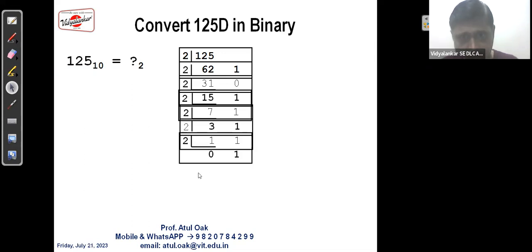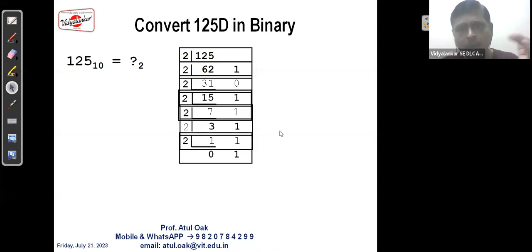Why? Very simple answer. You cannot divide 1 by 2. It's an integer division, which means you don't talk fraction. Because division is not possible, you stop, and whatever remains is your remainder, that is 1. And since division is not possible, your quotient is 0. You stop here.